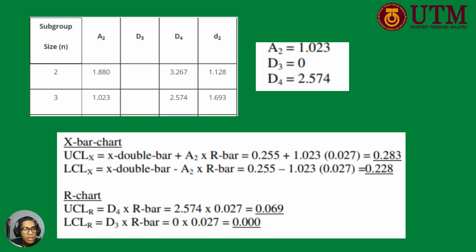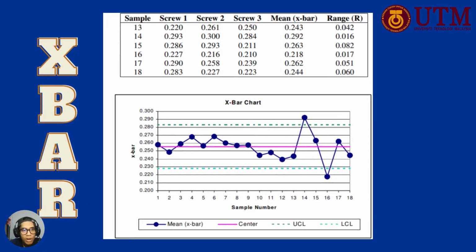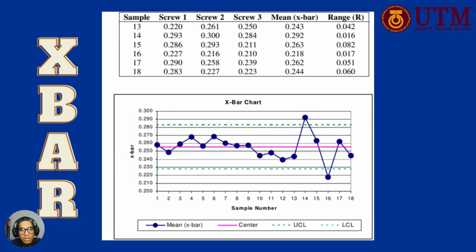And for the R chart, UCL R, we need to take the value of D4, which also comes from the table, and multiply it with the R bar value. R bar is going to be constant for both UCL and LCL. And then we're going to get 0.069. This is the example. And the same goes for LCL for the R chart, sorry. D3, the value of D3, which is 0, times R bar. So the number is going to be 0. Okay, next. This is the example of R bar based on the example given.